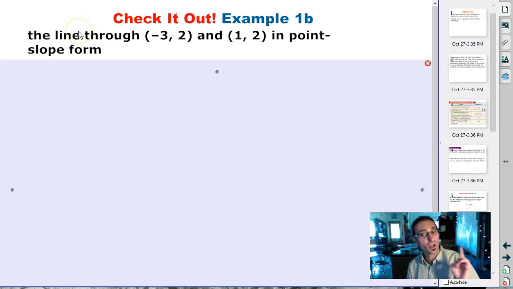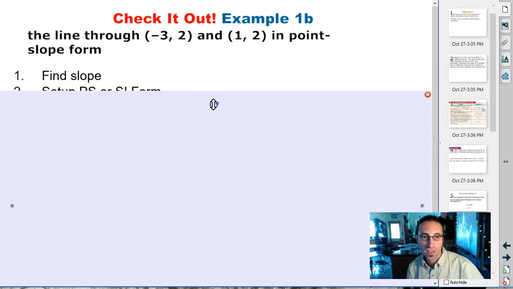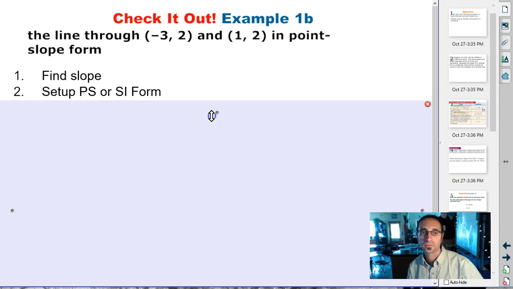The next example is a little harder. It says, find the line through these 2 points in point slope form. So we need to actually walk through this process because these problems can take a while. The first thing to do is find the slope. Then you're going to plug that information into point slope and slope intercept form.